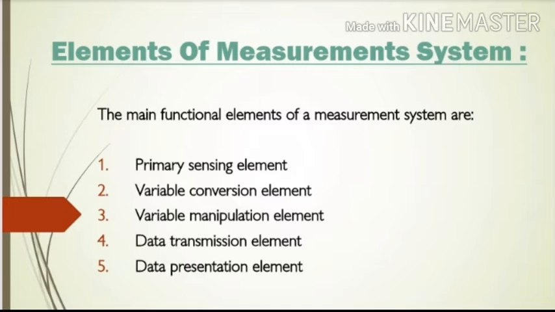Here we have to study about the elements of measurement system, which is related to IM part 1. Here the measurement system has 5 elements such as first primary sensing element, second variable conversion element, then third variable manipulation element, then fourth data transmission element, then fifth data presentation element.